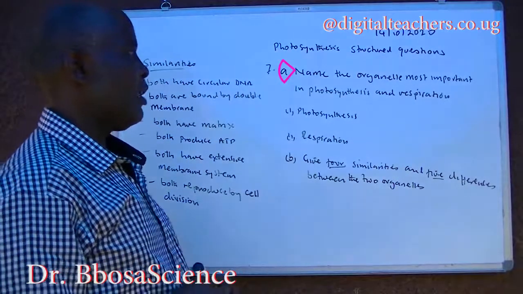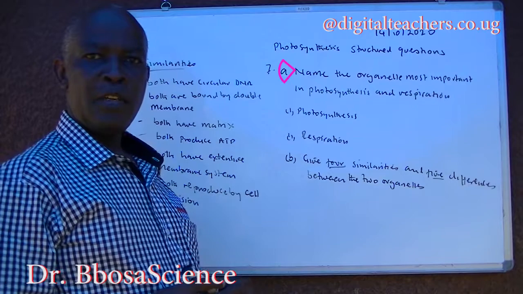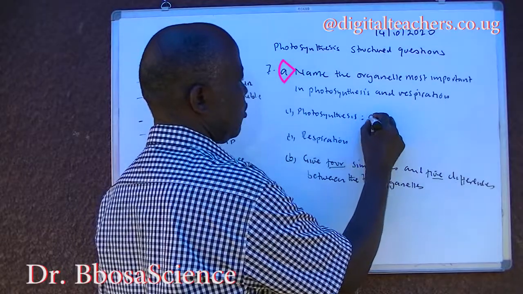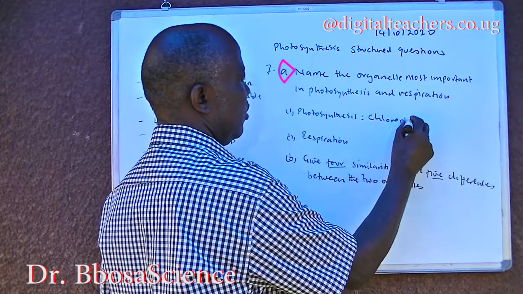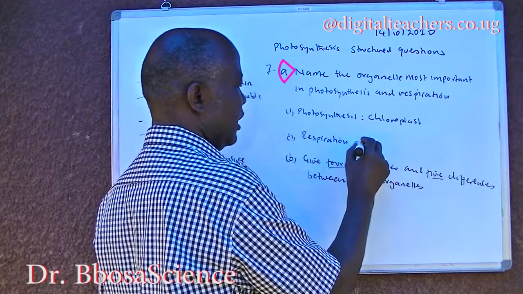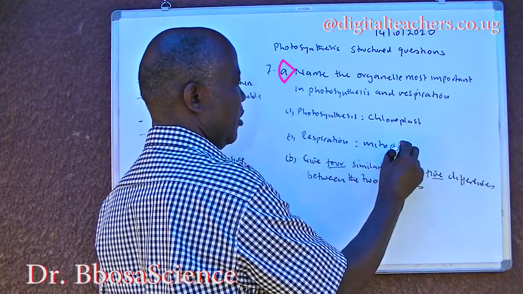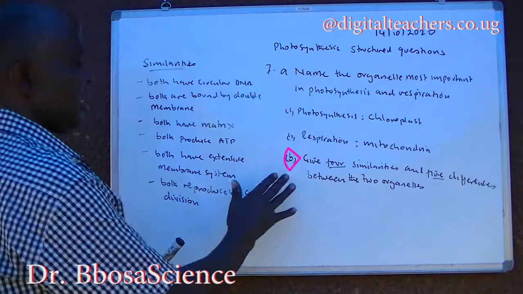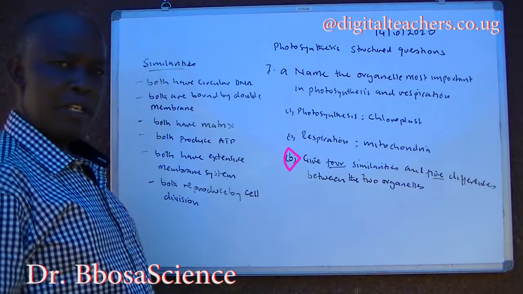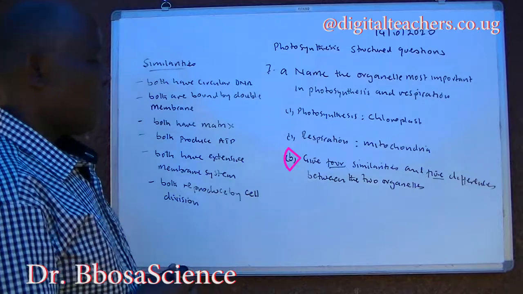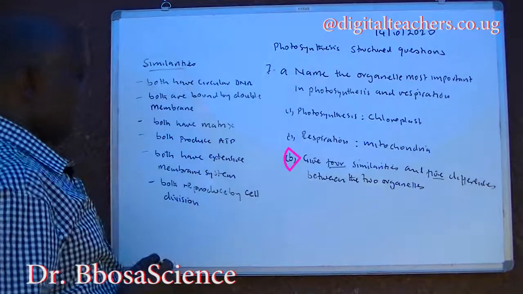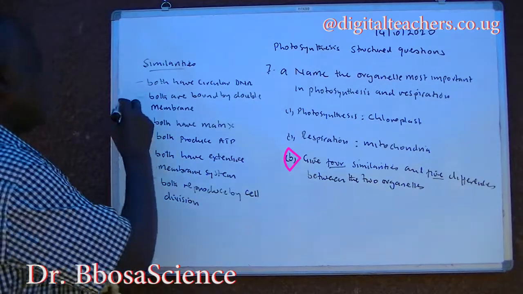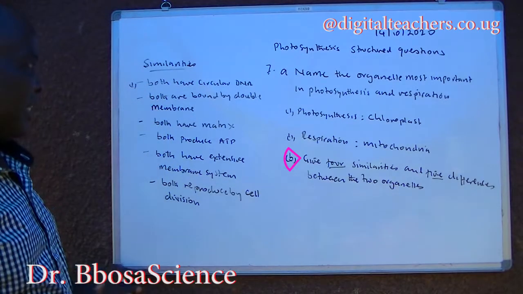Number 7A. Name the organelle most important in photosynthesis and respiration. Photosynthesis is chloroplast. Respiration is mitochondria. B. Give 4 similarities and 5 differences between the two organelles. Similarities between mitochondria and chloroplast: 1. Both have structural DNA. 2.